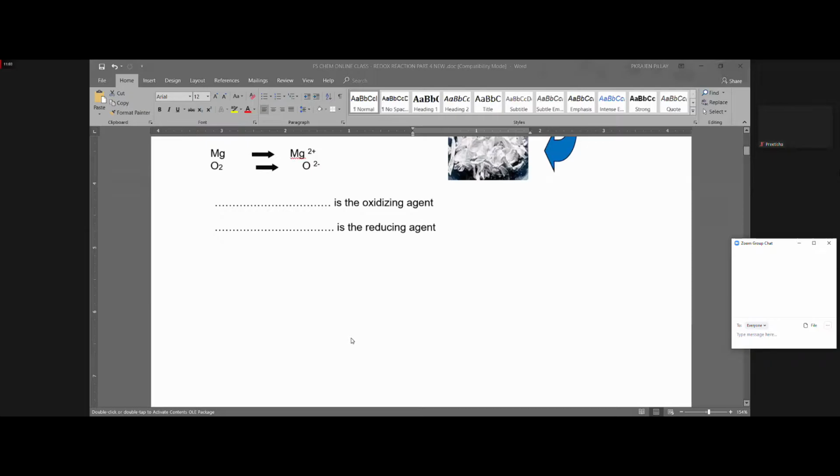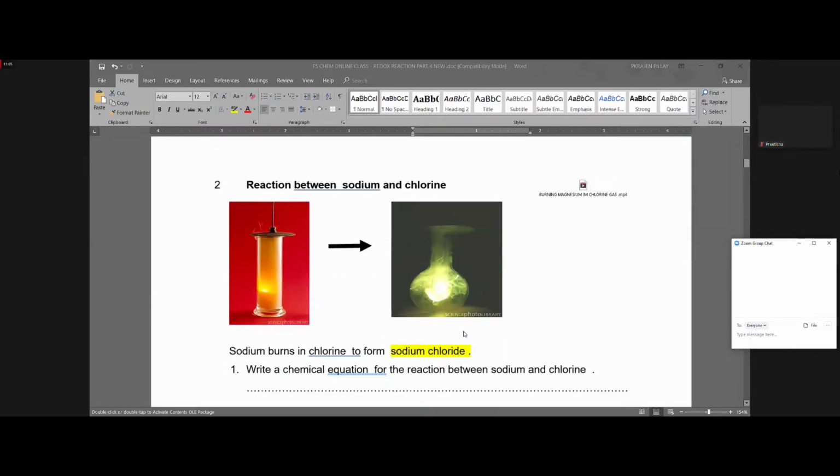We don't waste time. You go to number 2 now. The second one is the burning of sodium in chlorine gas. I'm going to show the video now. What I have is a gas jar, and in the gas jar we prepare some chlorine gas. Then we take a piece of sodium and burn it. You know sodium is a group 1 metal, and will burn very fast. When the burning sodium is inserted into the gas jar, you can see the reaction here. It's a very vigorous reaction.